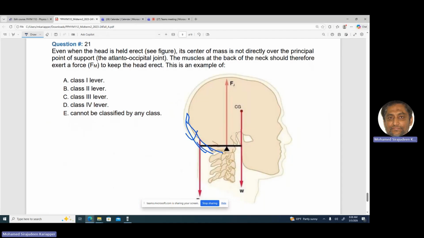Otherwise, it will fall. Above the support, your center of gravity or center of mass is in front of that, towards the mouth. So if you don't have the muscle supporting it, because of the clockwise torque from the weight of the skull, it will fall. Who is stopping it from falling? This muscle. Here we have all the names.